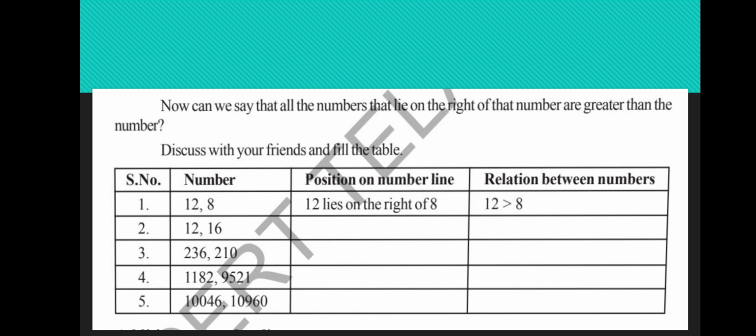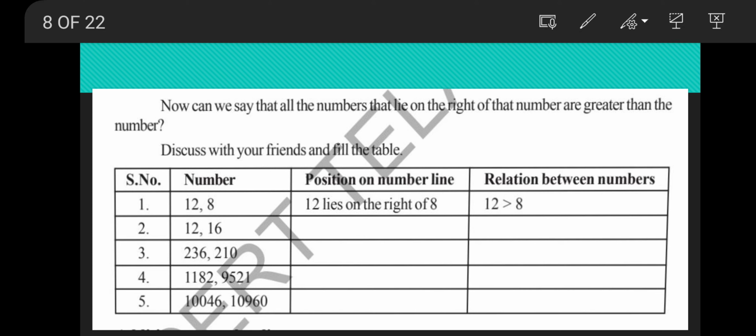Next, here also position on the number line. Suppose 13 and 8 ఉంది. 13 lies on the right side of 8 and 13 is greater than 8. Suppose 12 and 16, 12 lies on the left side of 16 and 12 is less than 16. Like that, if you complete this table, you can get the clarity. If you have any doubt, you can comment.